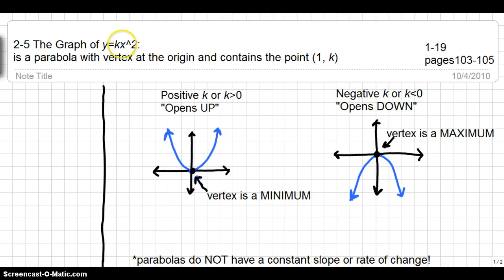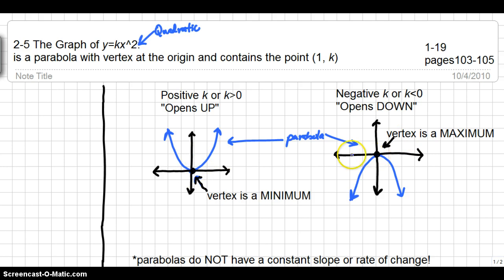So keep in mind here that the equation itself is called a quadratic. And it's the shape of the graph that's referred to as a parabola. So both of these graphs are called parabolas, but they come from a quadratic equation. Keep in mind that when the k is positive, it's going to open up, and the minimum point is referred to as the vertex of the parabola. When the k is negative, it will open down, and the vertex now is referred to as a maximum point.